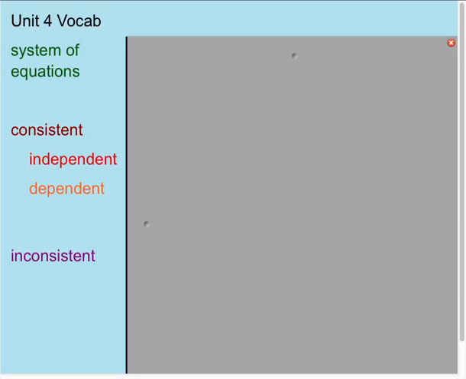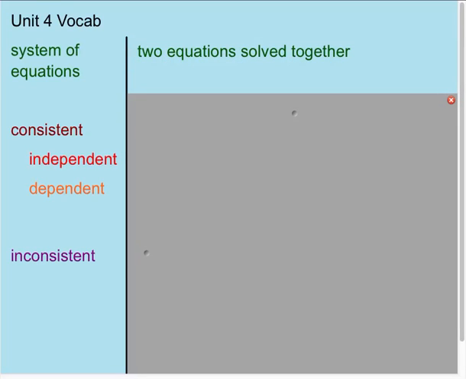Learning Target 21 is all on systems of equations, and actually all of the learning targets for the rest of this unit will be involving systems of equations. So it's very important that we understand what a system of equations is. It's when you have two equations with two variables that are being solved together.